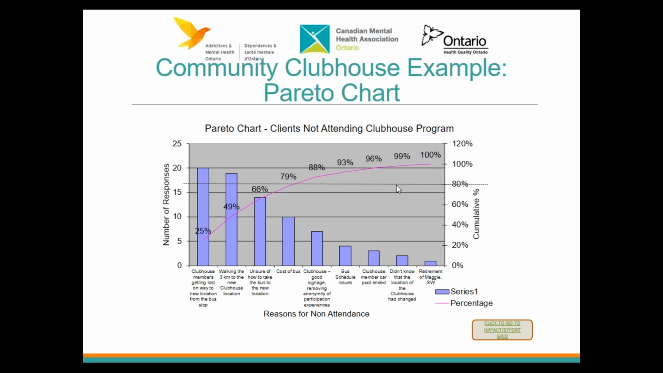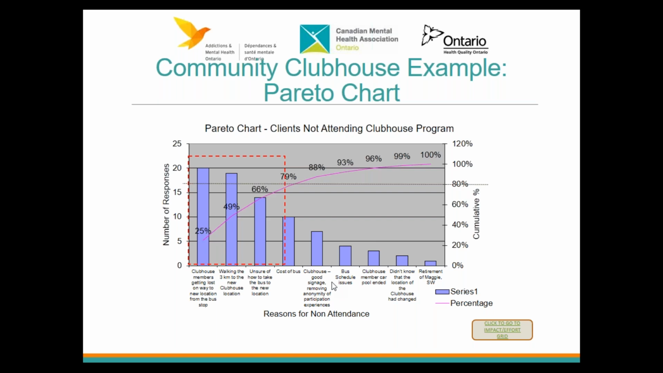So you'll see that 80% line and that pink line, which is our cumulative percentage, intersect. And where they intersect, we want to take a look at everything to the left of that intersection. And that's going to give us 80% of the identified reasons why people were not attending our Clubhouse, and save us from focusing on those other factors that only contributed to 20% of people not attending the Clubhouse.